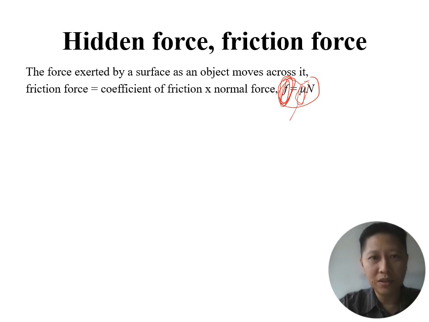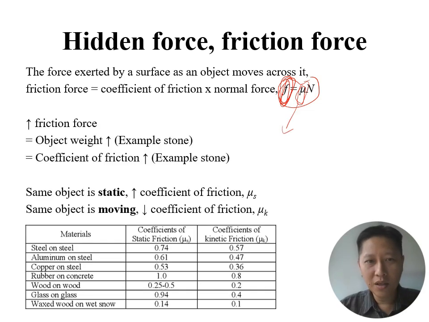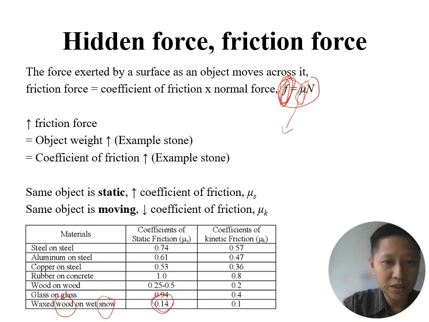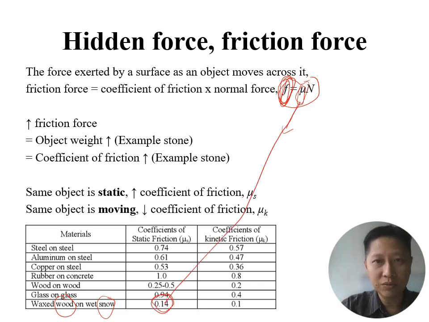Where can we find the coefficient of friction? We can check the table below. We need to identify what material object 1 is made of, what material object 2 is made from, and whether they are in static form or in kinetic form, where there's movement between the objects. If we know that object 1 is wood and object 2 is snow, and they are static, we use this value 0.14 and replace it into this formula.